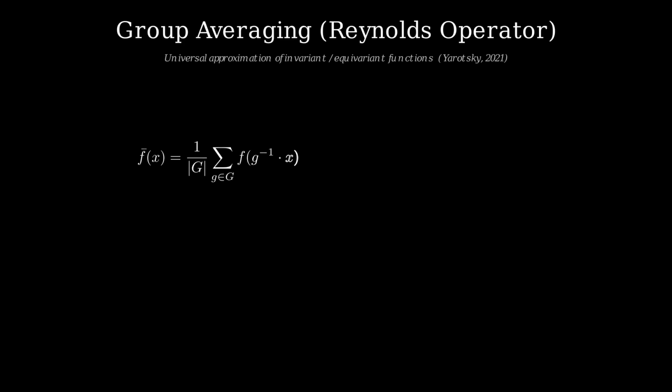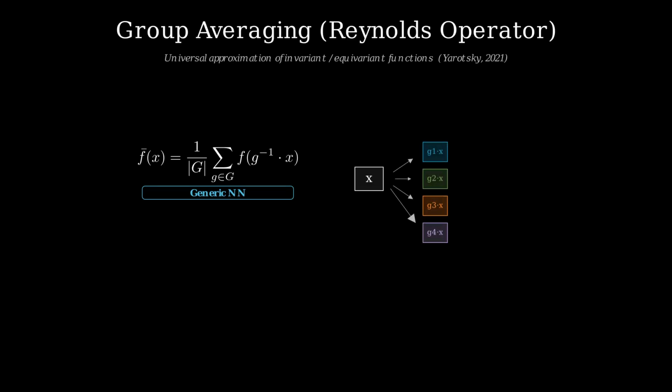The simplest way to symmetrize any neural network is group averaging, also called the Reynolds operator. The key insight is elegant: average the model's output over all transformations of the input. To make F invariant, we compute F bar of X equals 1 over the group size, times the sum over all group elements G of F applied to G inverse dot X. Here, F can be any generic neural network, it does not need to be equivariant itself. The averaging does all the symmetrization work.